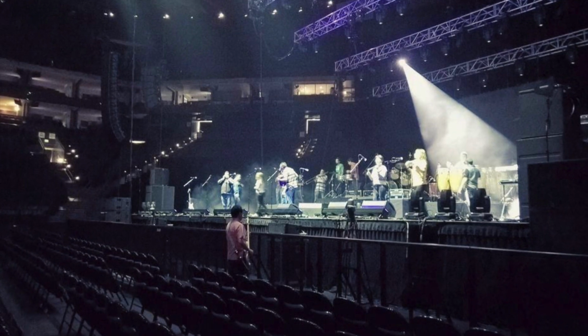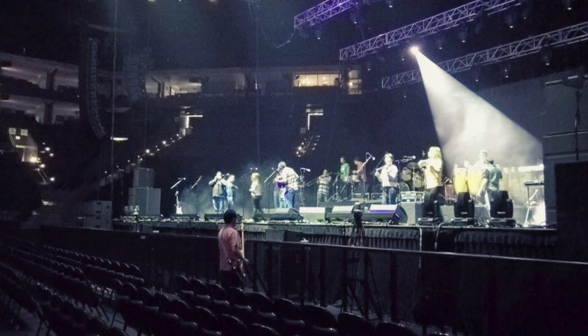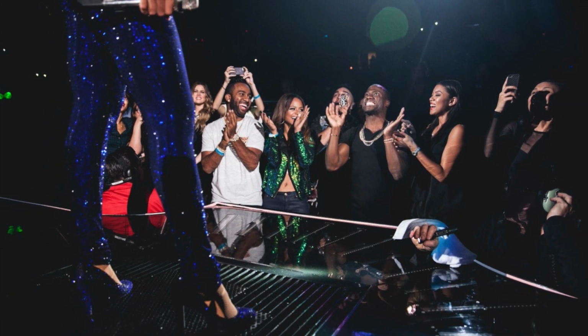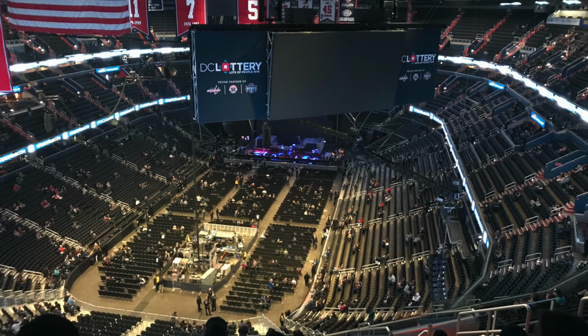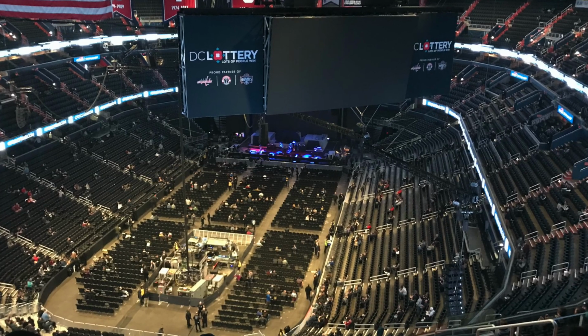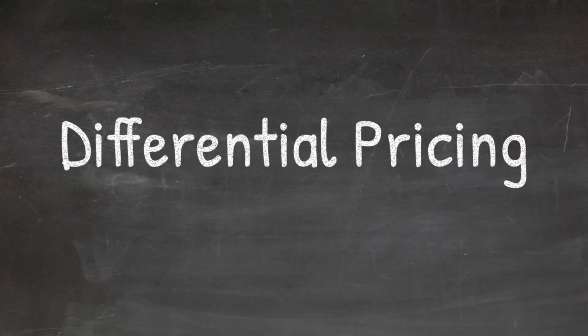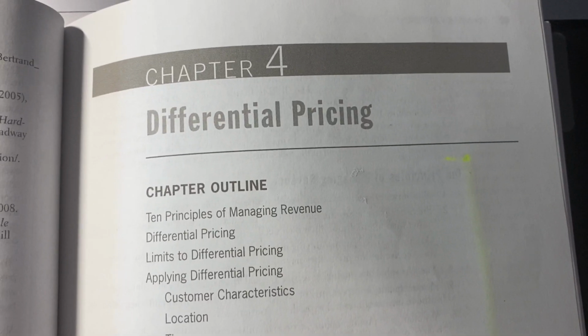Or if you've ever seen prices for concerts where the front row, and that's Kevin Hart at a Beyonce concert, is significantly higher priced than the seat in the nosebleed section. You've experienced differential pricing. So what is it?